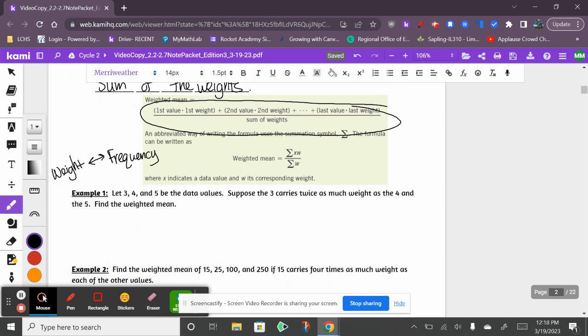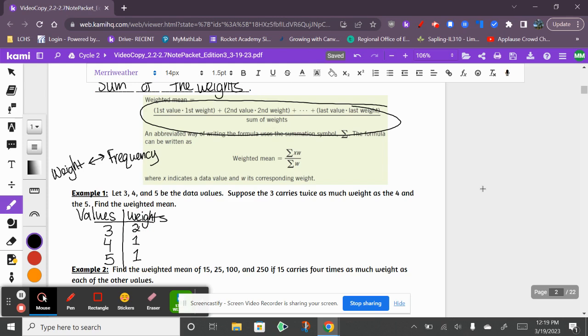So in our first example, it says, let 3, 4, and 5 be the data values. Suppose that the 3 carries twice as much weight as the 4 and the 5. Find the weighted mean. So I'm going to have us make a table here. We're going to put the values that we are dealing with, and then we're going to put their weights. The values that they listed are 3, 4, and 5. It says that the 3 carries twice as much weight as the others. So the 3 carries a weight of 2, whereas the others just carry a weight of 1.